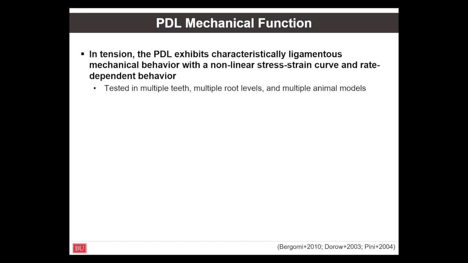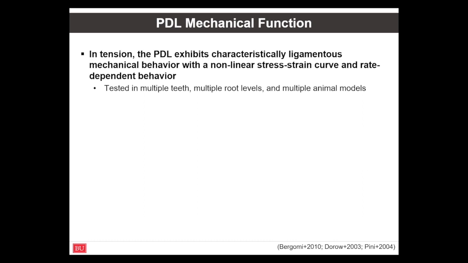Mechanical behavior of the PDL has really been tested quite a bit in multiple teeth, multiple root levels, and multiple animal models. But much of the work has really been done in large animal models, and a lot of it has been done in such a way where you have to actually remove the periodontal ligament from the tooth itself, right? So in these large animal models, you basically cut a piece of the bone and cut a piece of the tooth, and then you can put it into your traditional Instron tester and measure tensile mechanical properties.